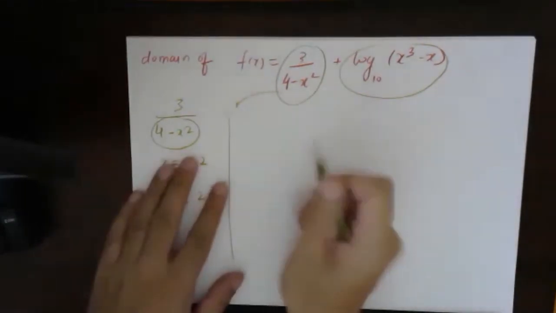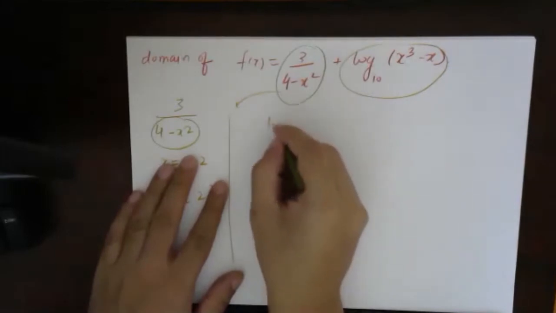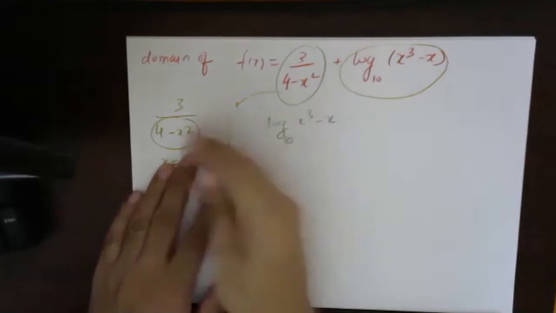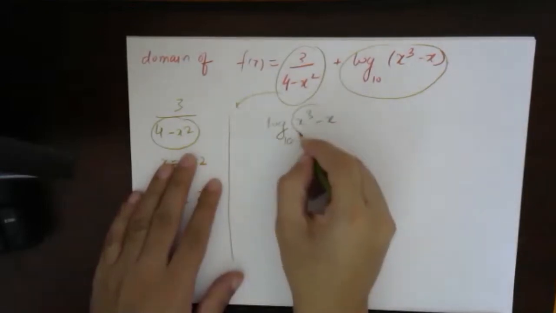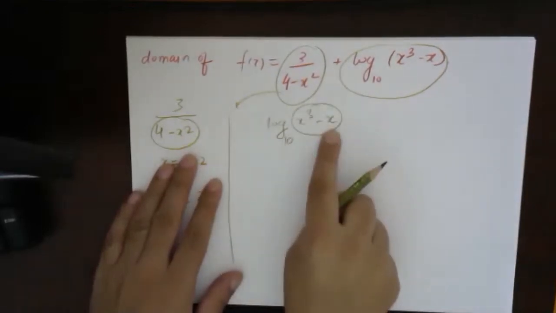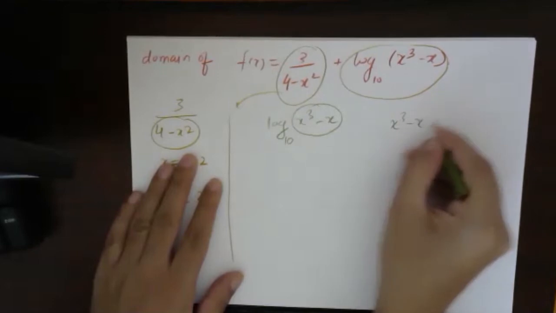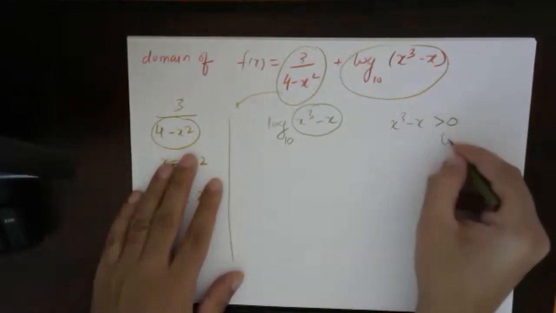Now this part is log base 10 of x cube minus x, right? Now we know that this part should be greater than 0. This x cube minus x should be greater than 0. And how can we solve? We can solve this using the wavy curve.